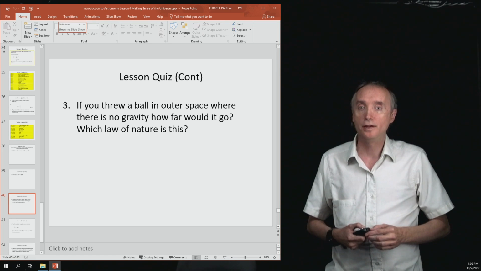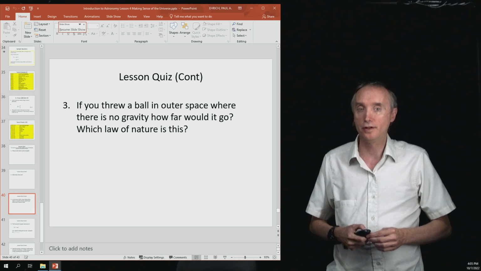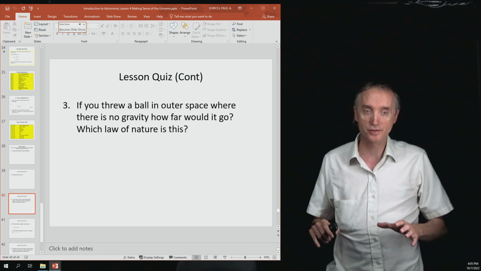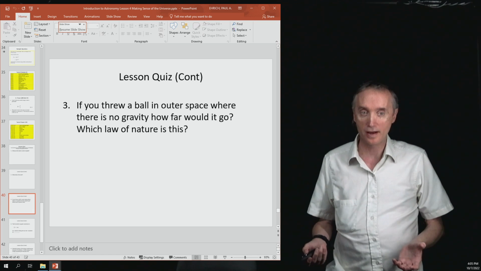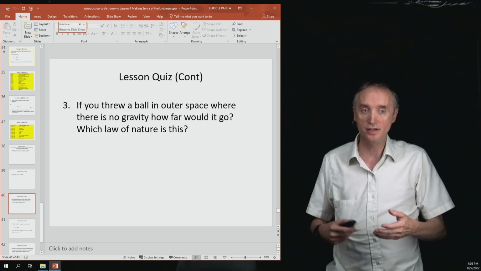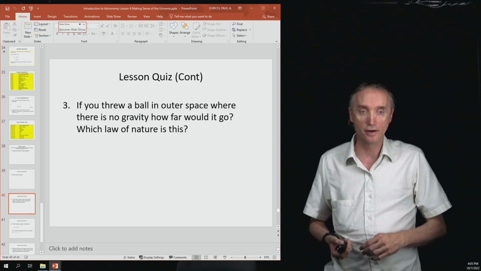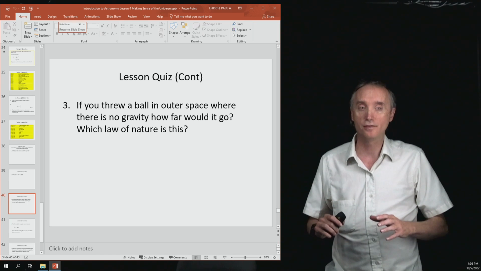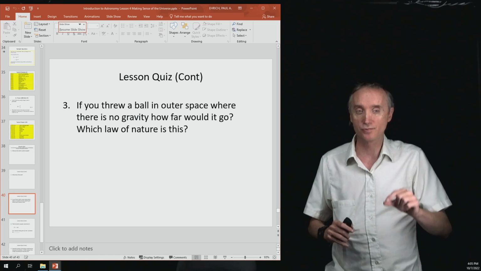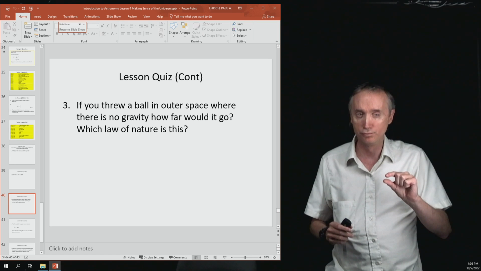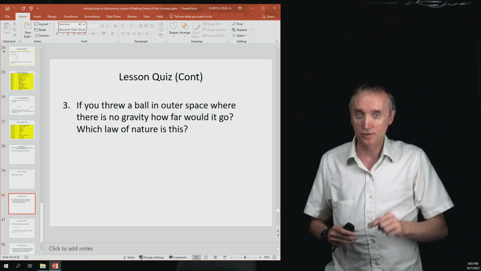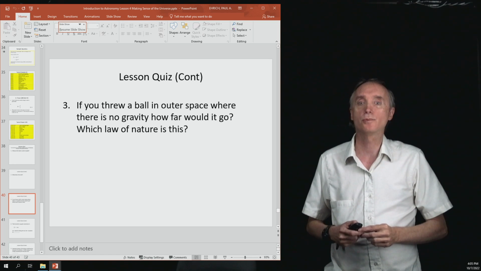Number 3, if you threw a ball in outer space where there is no gravity, and that really is impossible because there's always gravity, even in deep outer space, you're always feeling the gravity of every star and every planet in the entire universe. But let's just assume, for the sake of argument, that the gravity is really small. So if you threw a ball in outer space where there's no gravity, how far would it go?